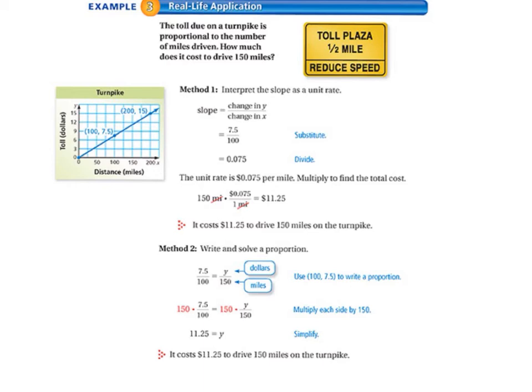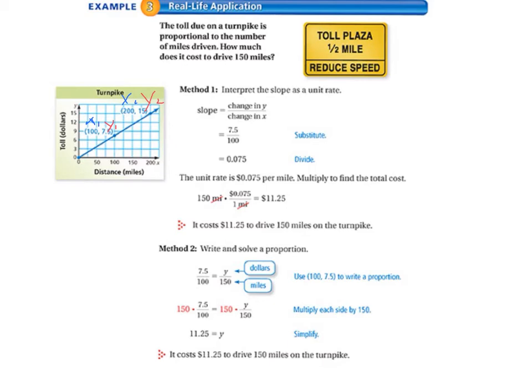We have x1 as 100. I'm going to try and label that on the graph here. What I call x1, and x2 is 200, and y1 is 7.5, and y2 is 15. So they've graphed that out nicely for us.